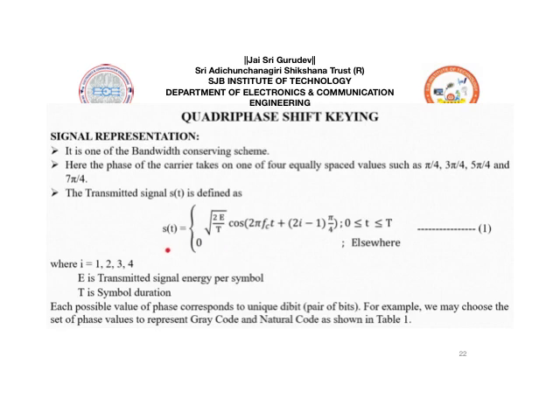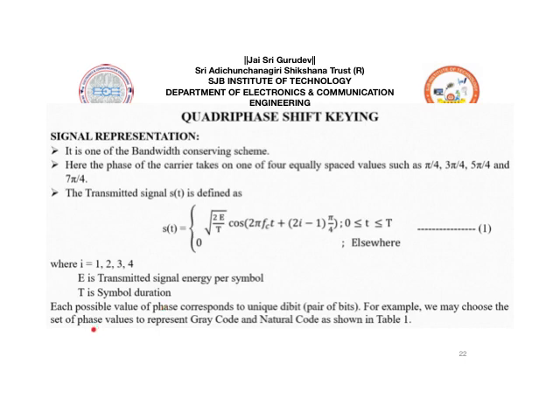I repeat, the transmitted signal S of t is defined as S of t is equal to square root of 2E by T cos of (2 pi fct plus (2I minus 1) into pi by 4) for t greater than or equal to 0 and less than or equal to T, and 0 for the remaining values of t. In this expression, I value will be equal to 1, 2, 3 and 4, and E is the transmitted signal energy per symbol. Capital T will be the symbol duration.